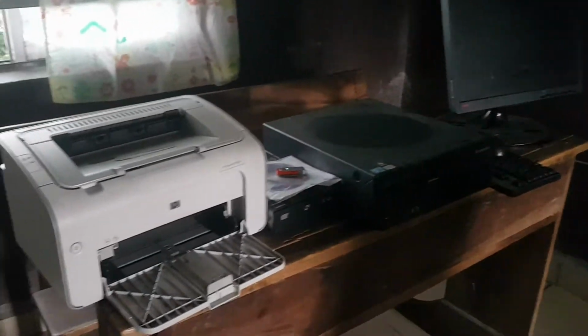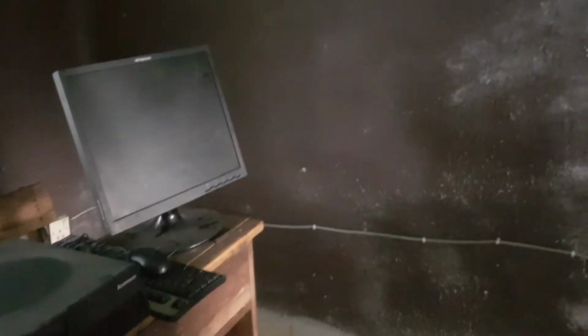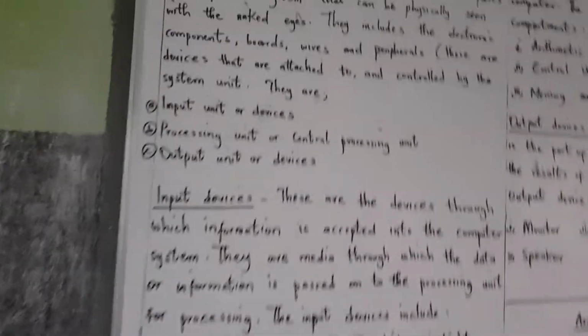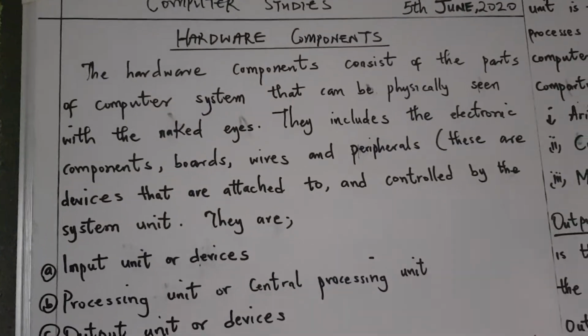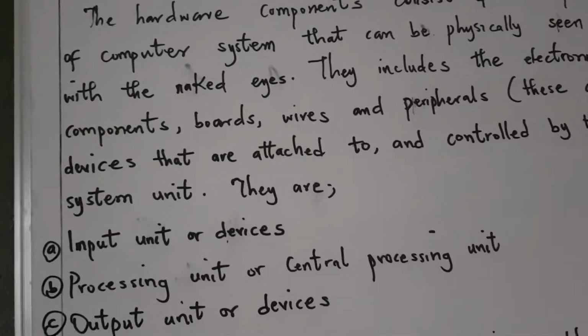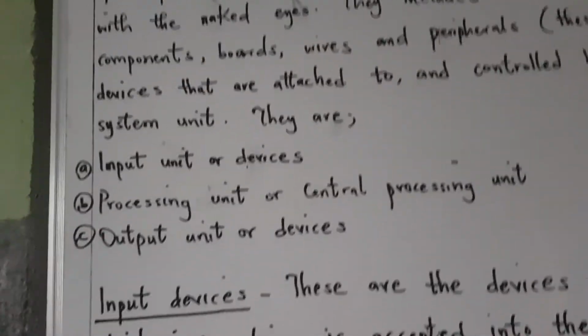These components help the computer to function properly. Without the hardware components, the computer is nothing. Same with the software component and the peoplesware. These hardware components include electronic components, board, wires, and peripherals. Peripherals means those devices that are attached to and controlled by the system units.